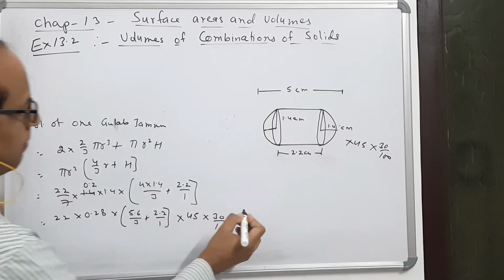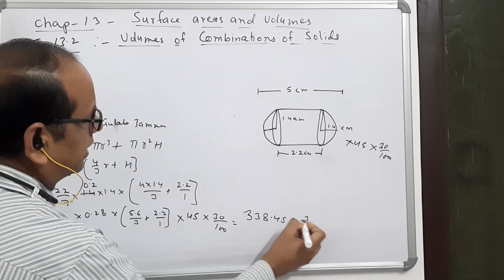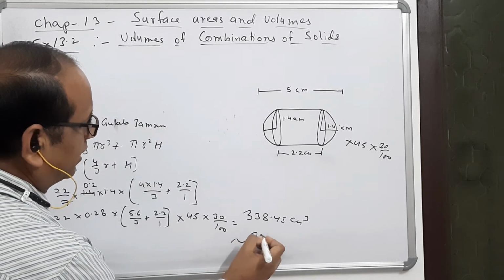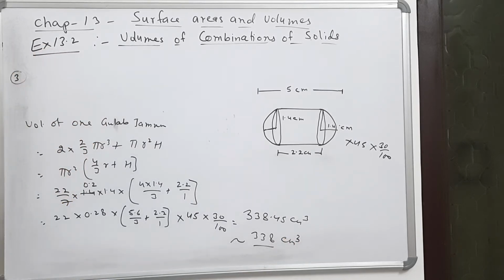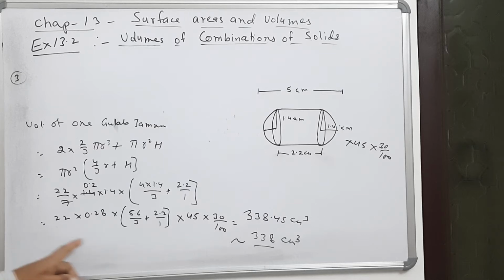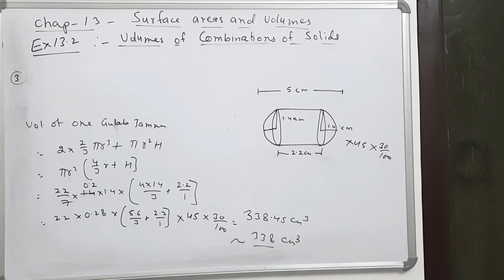This answer will be approximately 338.45 centimeter cube, and approximately we will take 338 centimeter cube. This calculation part I am leaving for you. This is the important step I already told you. Now the remaining is you just have to multiply this. So the final answer will be 338. I hope you can do this calculation.